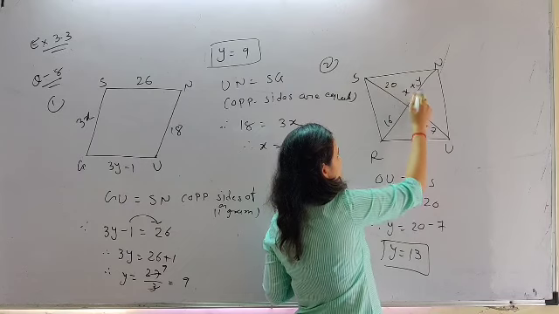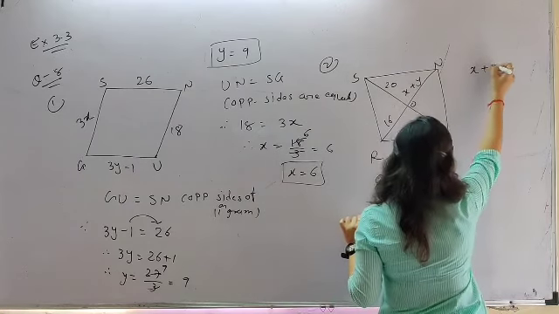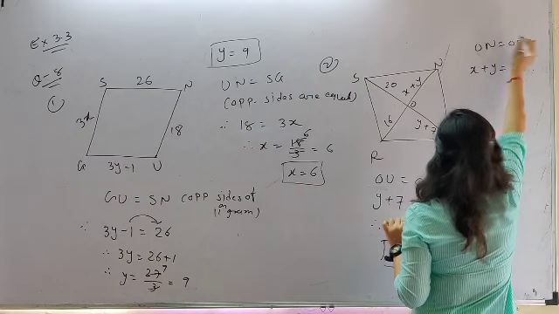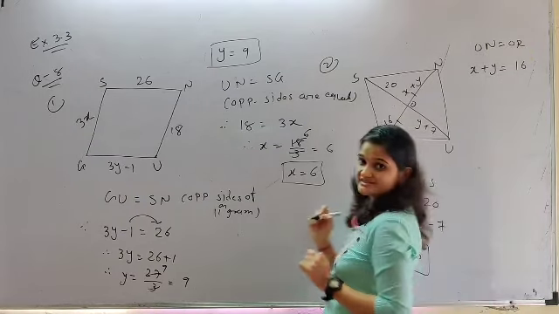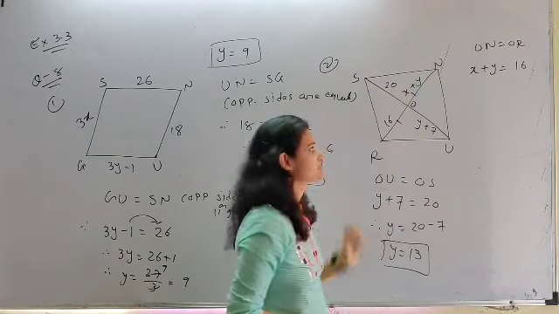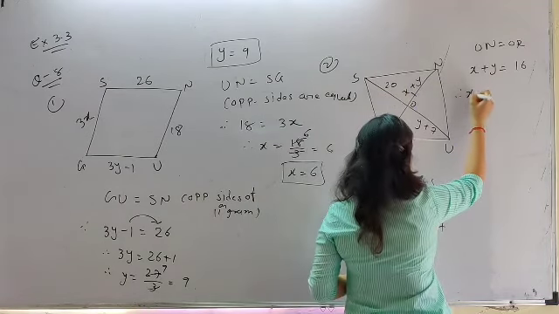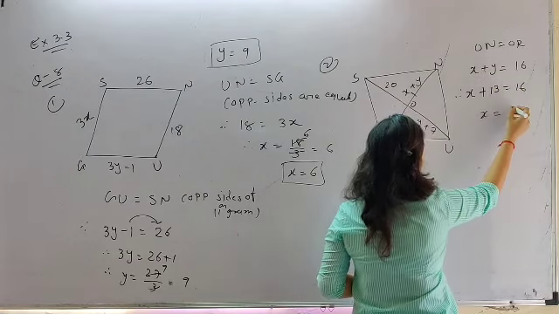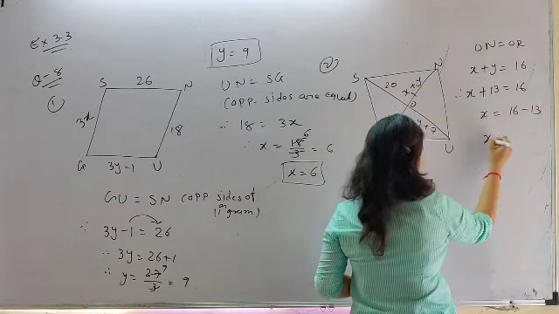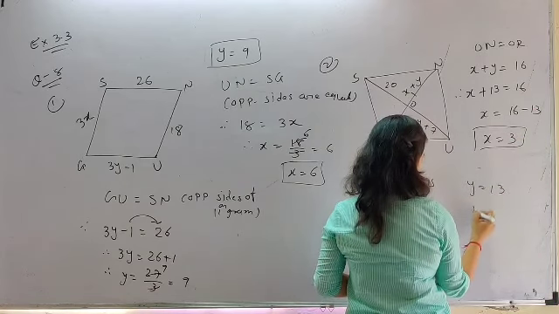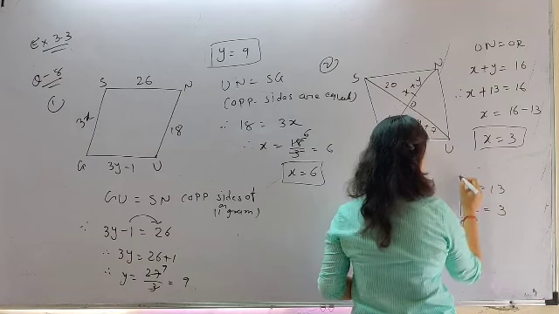This is O. x plus y is equal to 16. As ON is equal to OR, diagonals bisect each other. That means these two are also equal. So y is equal to 13. So x will be 16 minus 13. x is equal to 3. So y is equal to 13 and x is equal to 3.